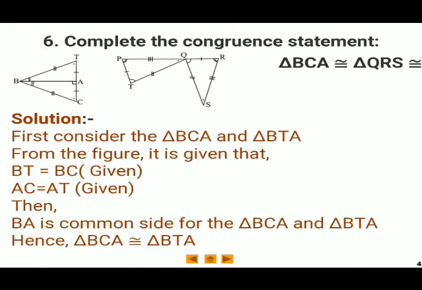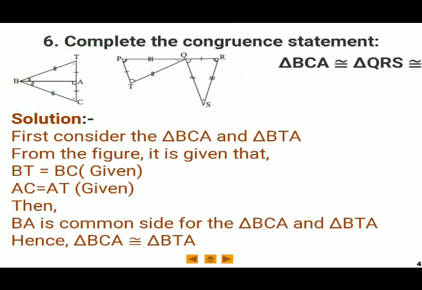Simply first consider triangle BCA. Now already these two triangles are given equal. So what we have to see? That this triangle and this triangle, these two triangles which are joined, those two triangles we will see.